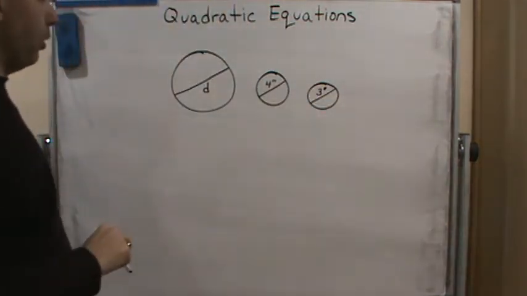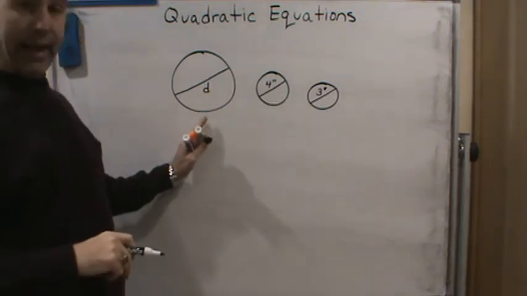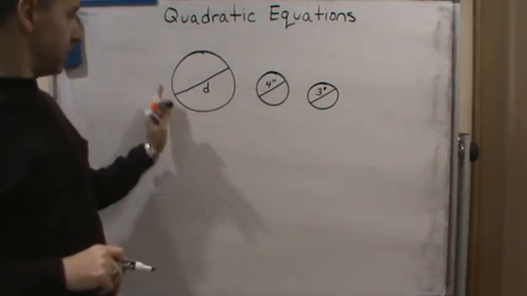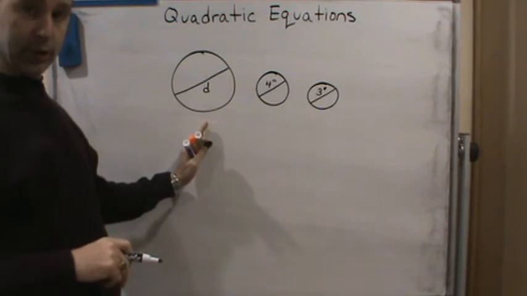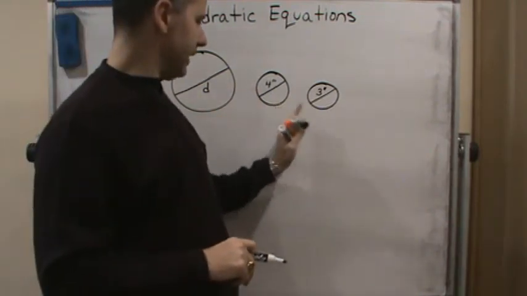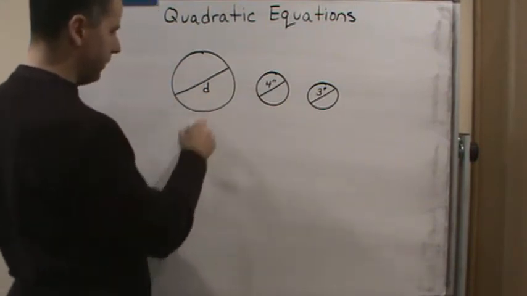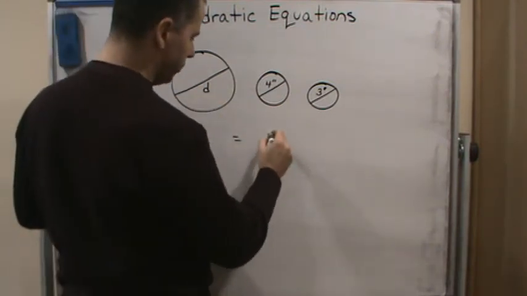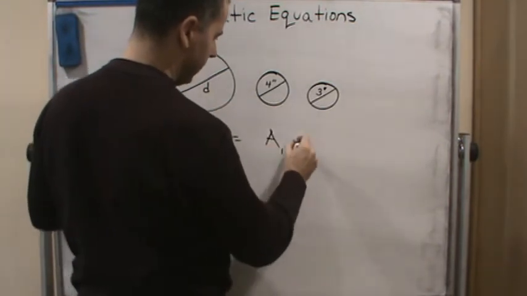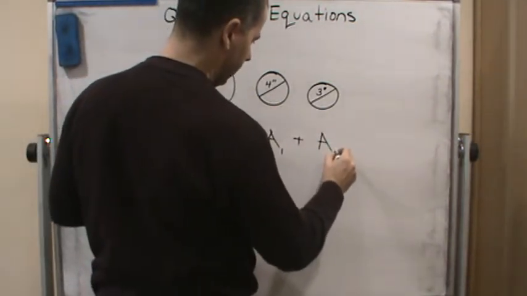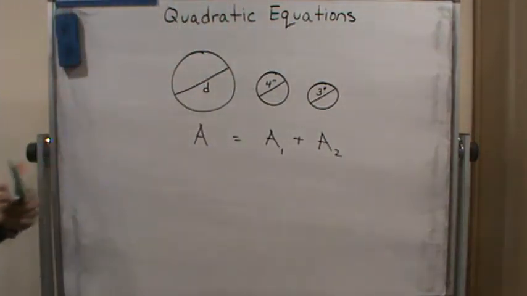Now what we do know is that this circle has the same cross-sectional area as these two added together. So let's say A, the area of this main is equal to the area of this main plus the area of this main. Okay, that's what they're saying, right? All right. Now, let's see if we can figure out the diameter. How are we going to do this?